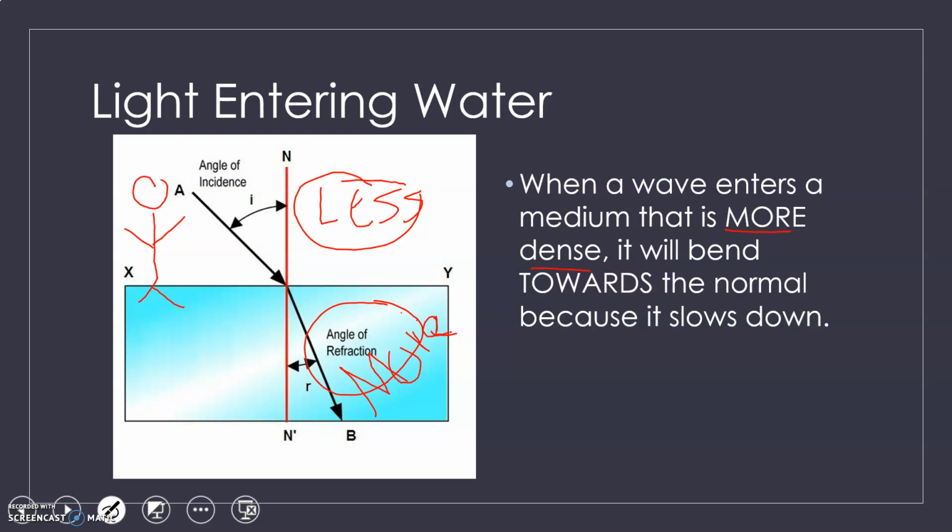And the way that the ray is going to be affected is that we see it's going to bend towards that medium. So instead of going straight out like it should, it's going to bend towards the medium because it is slowing down. So going from a less to a more dense medium, such as air to glass, air to water, it is going to bend towards the normal because it is slowing down.